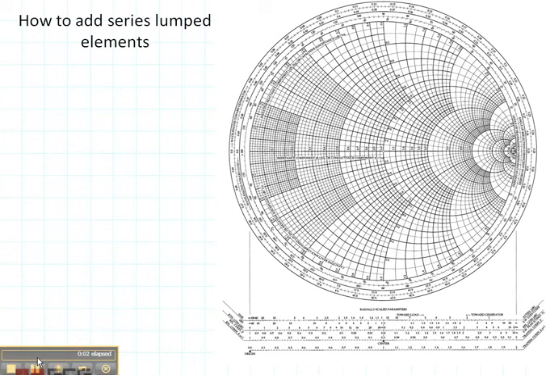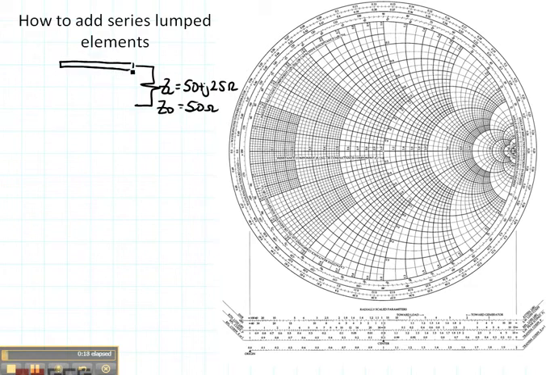Now let's talk about how to add series lumped elements into our circuit. Suppose that I have a load impedance ZL that is 50 plus j25 ohms. And I'm on a transmission line with a characteristic impedance of 50 ohms, and it's connected on this transmission line. And let's suppose that I have a length of 0.2 wavelengths.